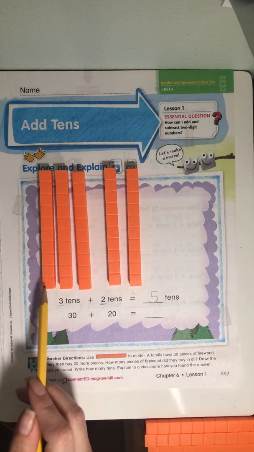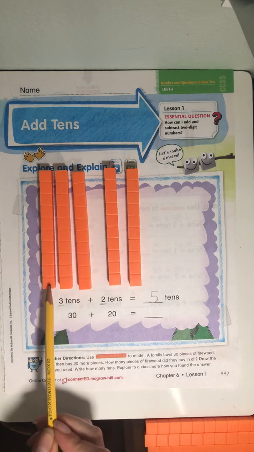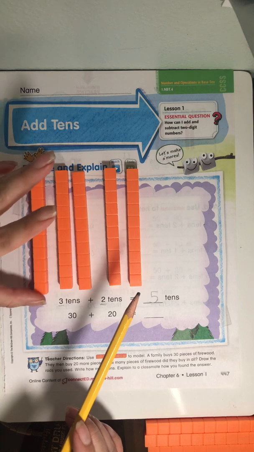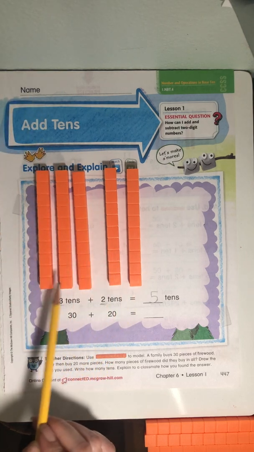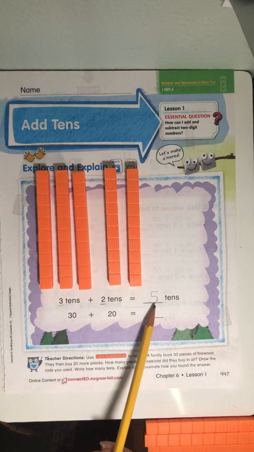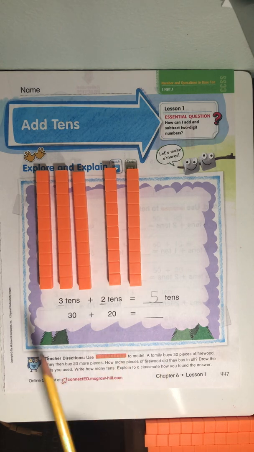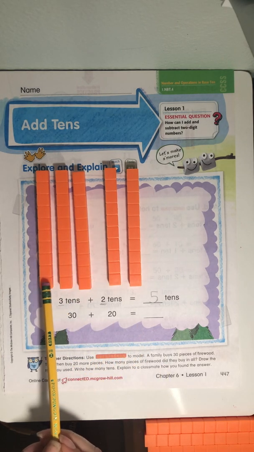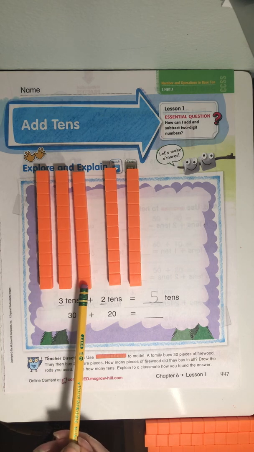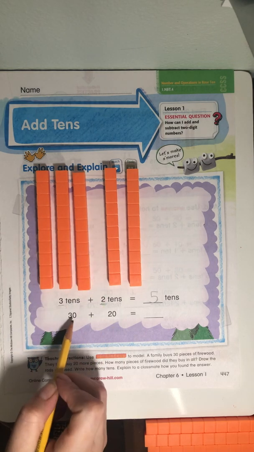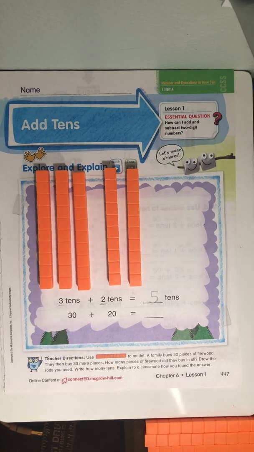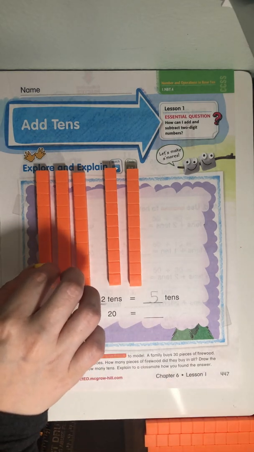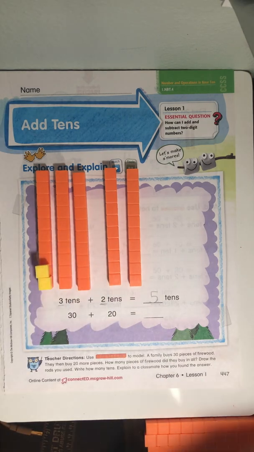Yeah, so 3 tens, and remember when I say tens, I mean groups of 10. I mean one group of 10. 3 tens plus 2 tens equals 5 tens. Now another way of looking at that is counting. So it's 10, 20, 30. So 3 tens really is 30. So if I were to put all the little cubes here, I would have 30 cubes.